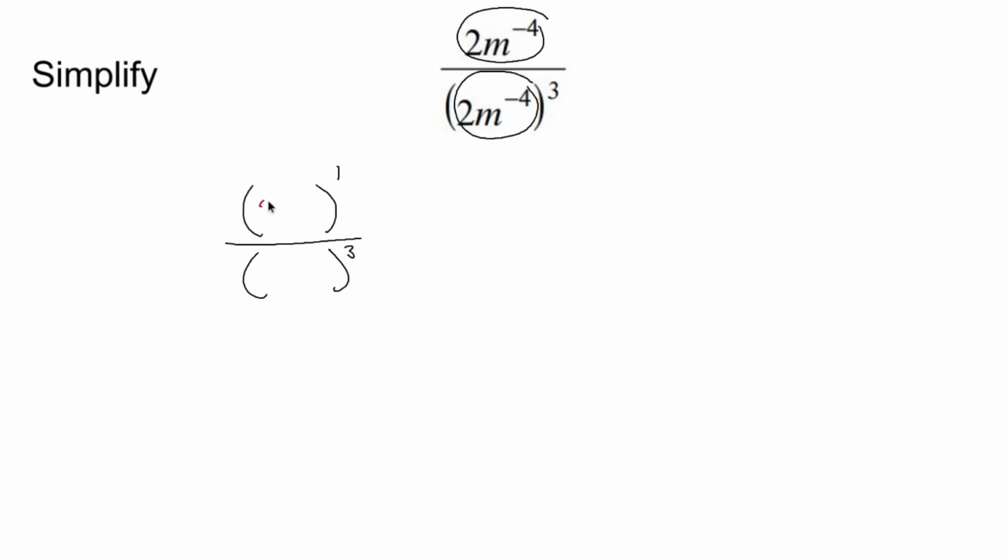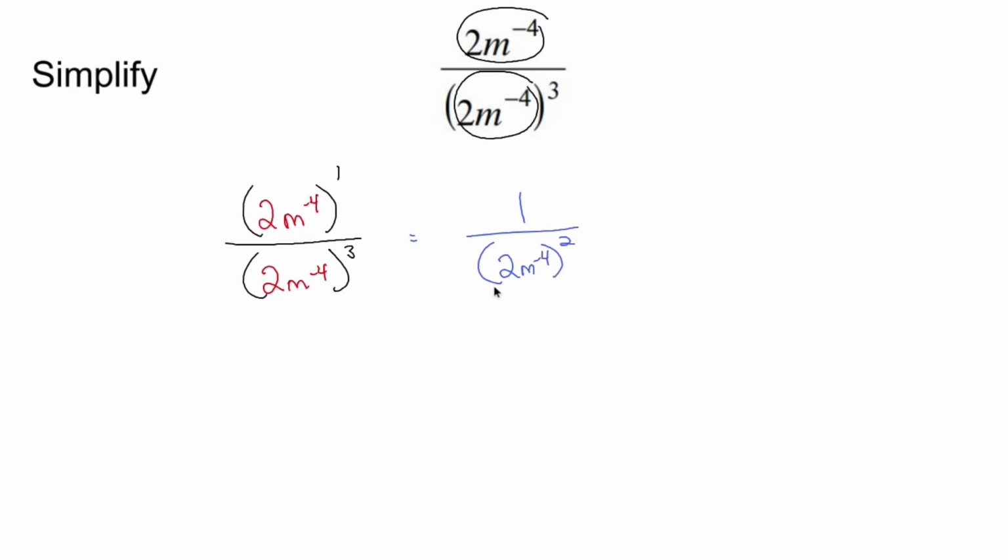In this parentheses, I have 2m to the negative fourth, and I have 2m to the negative fourth. Notice these guys are the same. If you have something in parentheses that's the same thing as something in the parentheses down here, you're allowed to simplify. So I have 1, 2m to the negative fourth in the numerator, and I have 3, 2m to the negative fourth in the denominator, which means there's 2 more in the denominator. So that's going to be 2m to the negative fourth.